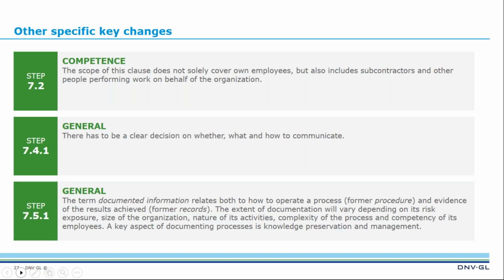And in 7.5.1, when they talk about documented information, it relates to both how to operate the process, which is similar to all the documented procedures required by your organization, and also the evidence of how the result is being achieved, which in the previous standard was referred to as records. The extent of the documentation, in the new standard, lets you vary depending on the complexity of your organization and also the nature of the activities, where the organization can determine whether or not you require particular procedures to be documented.